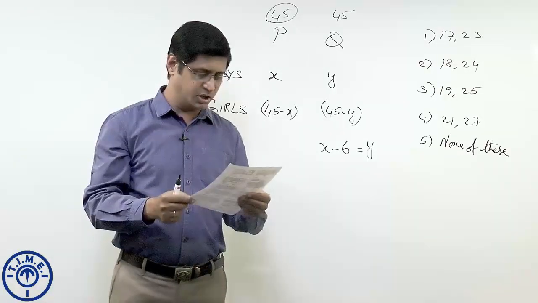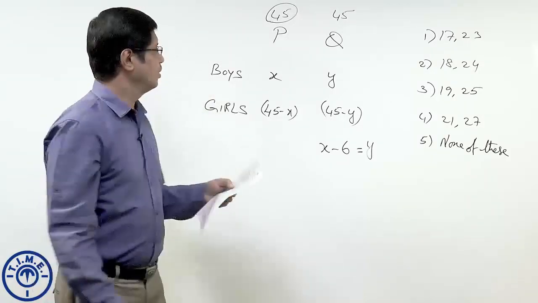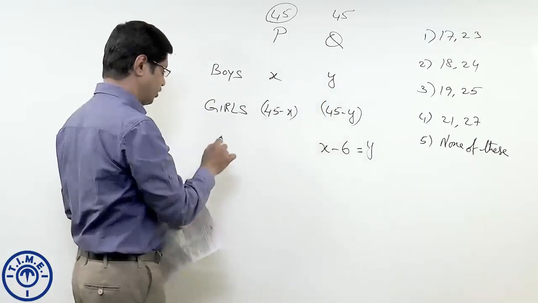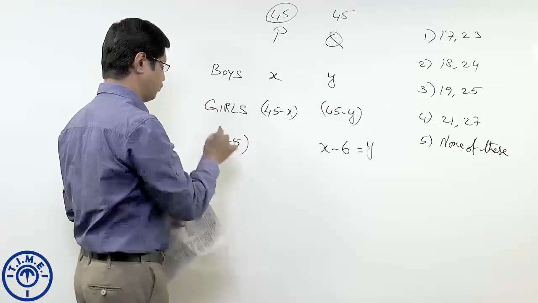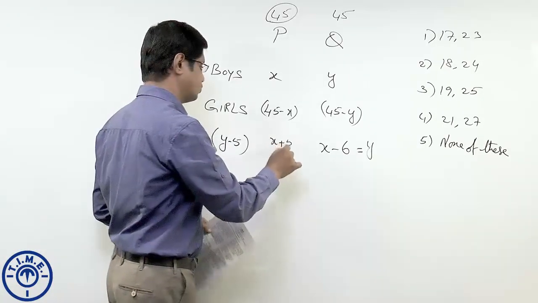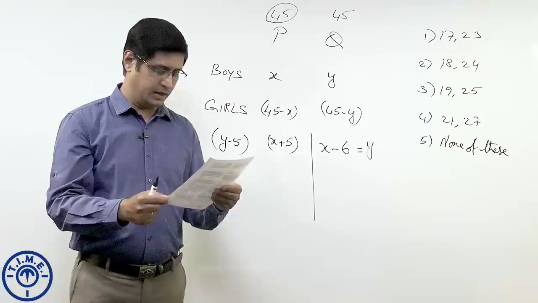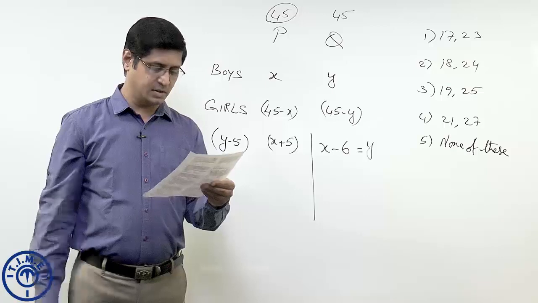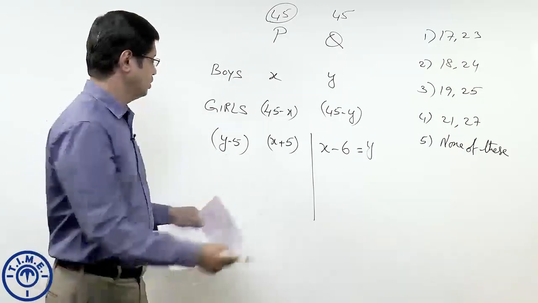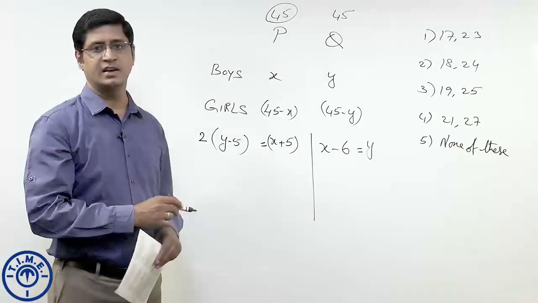Now, what is the second condition here? Instead, if 5 boys from Q are shifted to P, 5 boys shifted from Q means Y minus 5. Now, 5 boys shifted to P means X plus 5. Now, what is the condition here? How are these two related? The boys in the class P would be equal to twice the number of boys in the class Q. The boys in P is equal to 2 times the number of boys in the class Q.